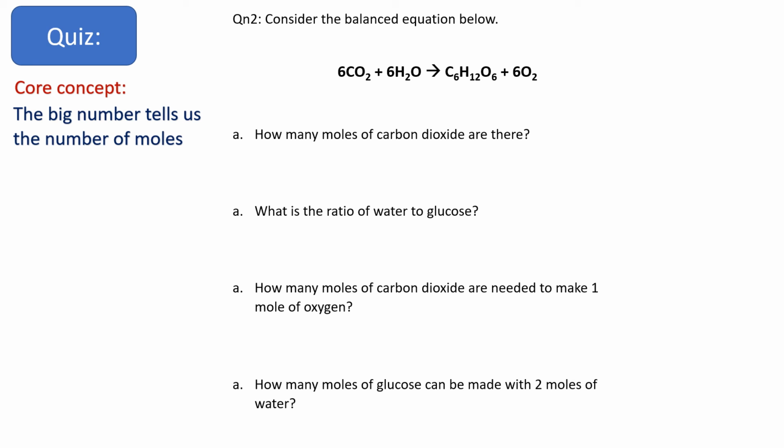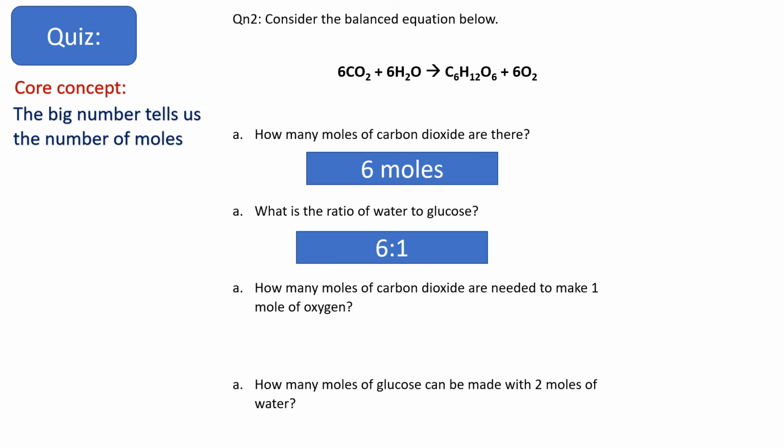Okay, so first of all, how many moles of carbon dioxide are there? Well, that's a big 6 in front of it, so 6 moles. What is the ratio of water to glucose? So I've got 6 moles of water and 1 mole of glucose, so it's a 6-to-1 ratio. How many moles of carbon dioxide are needed to make 1 mole of oxygen? So on my formula, I've got 6 carbon dioxide making 6 oxygen, so it's a 6-to-6 ratio, simplified to a 1-to-1 ratio. So I need 1 mole of oxygen, and so I'd need 1 mole of carbon dioxide.